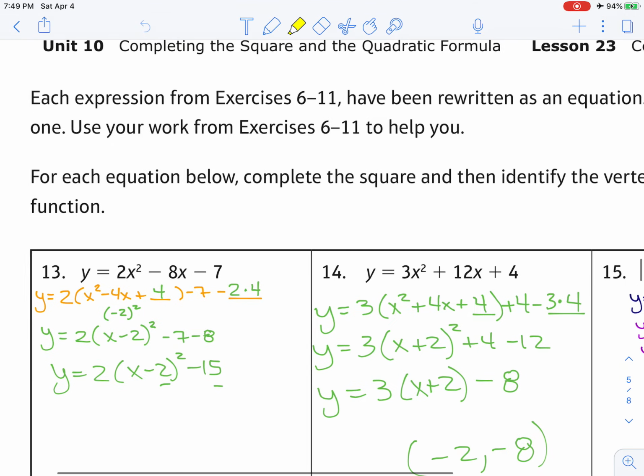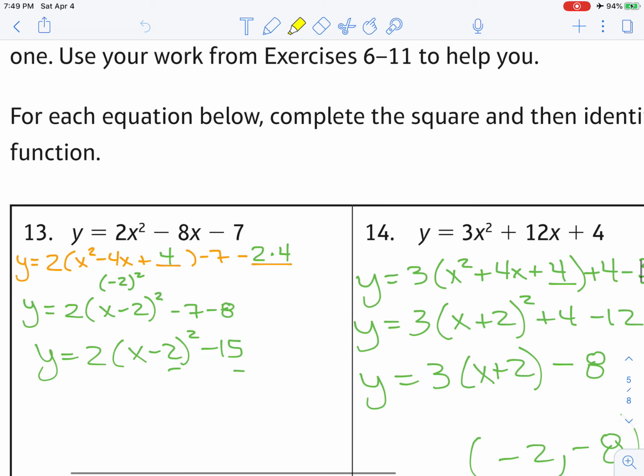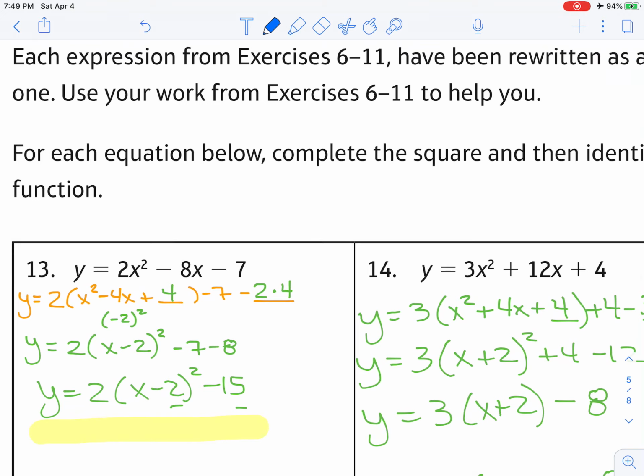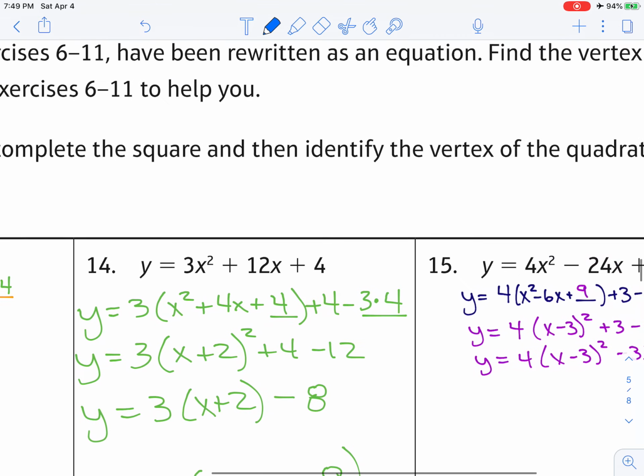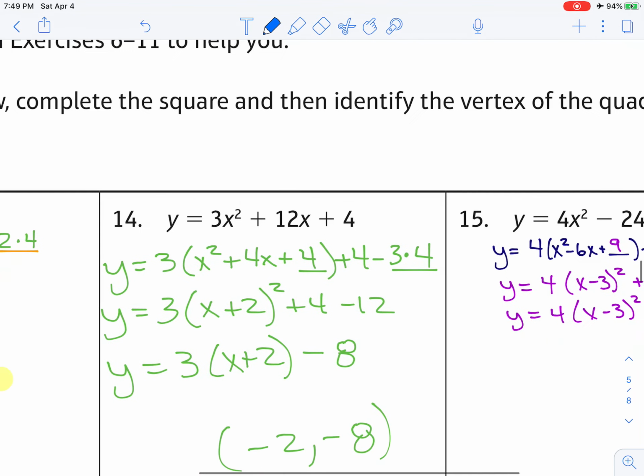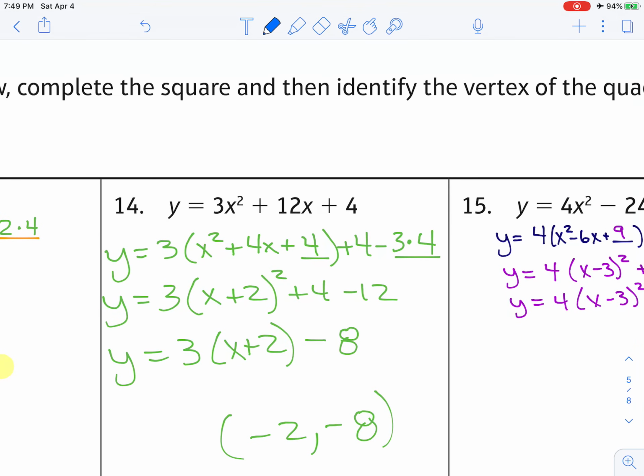So let's look at these. I already did them. If I look at this, this is the same thing as number 6 on the other side. So what is the vertex of that? Well, it would be 2 and negative 15. Then number 7 is the same thing as this one. So what is the vertex for this one? It would be negative 2, negative 8.